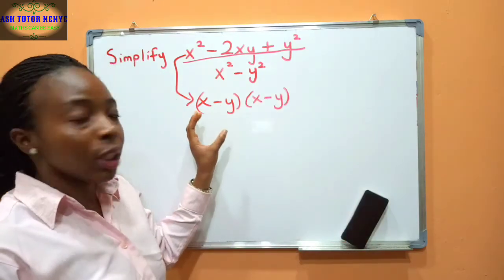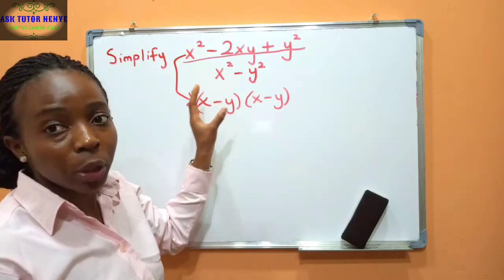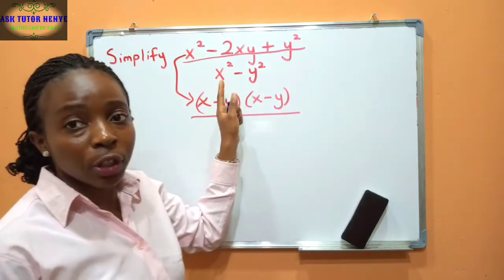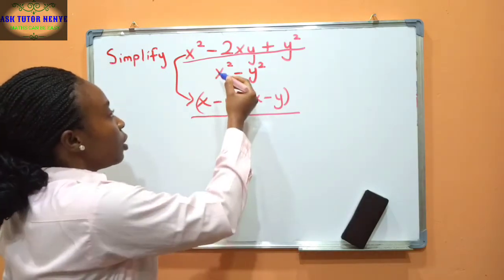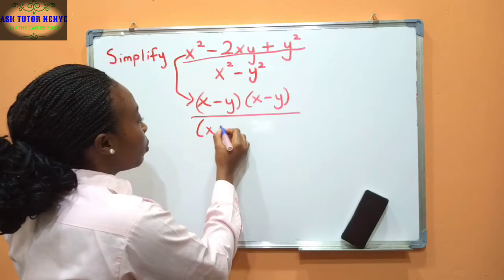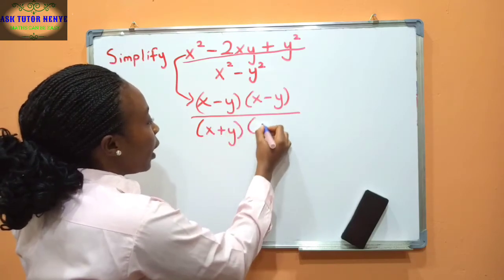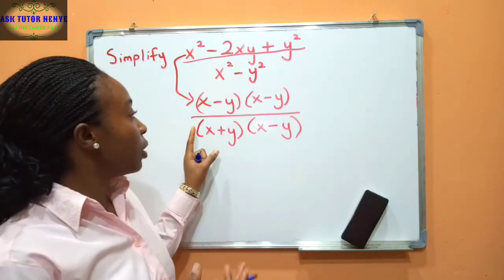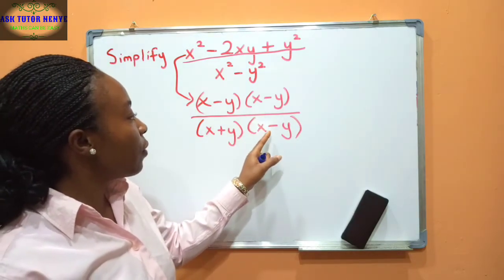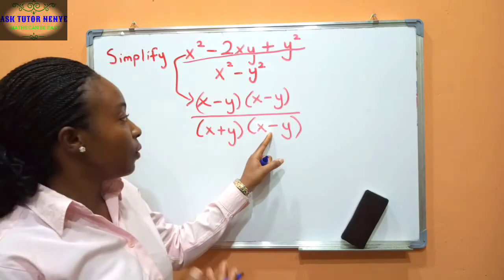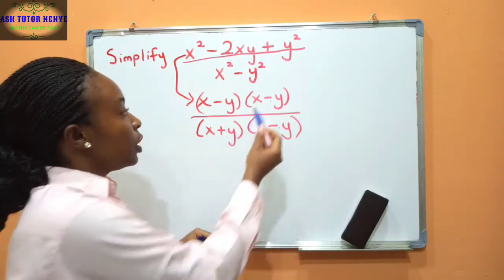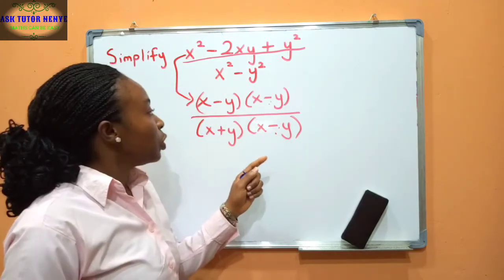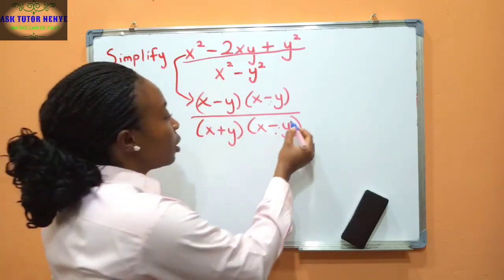Okay, now we've succeeded in simplifying the numerator. How about the denominator? In the denominator, we still use the difference of perfect squares, okay? And then what we do, we are going to have x plus y here, and we have x minus y. So we are going to check what can divide. Okay, we have x minus y here, we have x minus y, so it can divide. We can use this to divide this, or we can use this to divide this. So whatever you want to use, we are still going to arrive at the same answer.